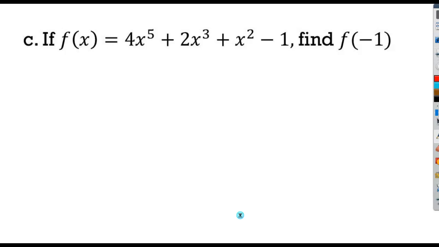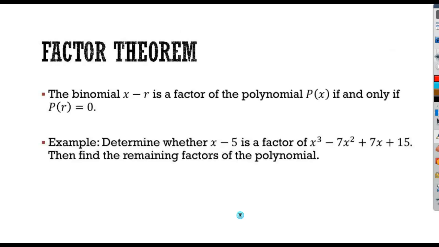We're going to go ahead and skip that one. You can do it on your own if you like. But here's the next part of our notes, which is the factor theorem. The factor theorem tells me that if a binomial is a factor of a polynomial, that'll only be true if and only if my remainder is 0. So let me show you what that looks like.